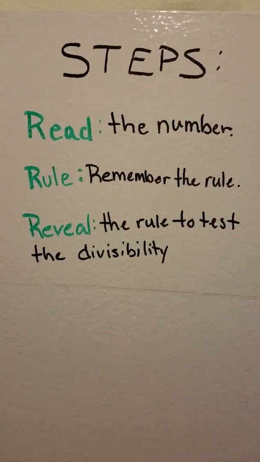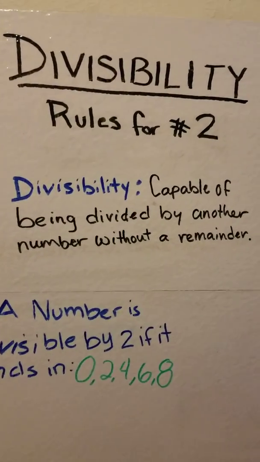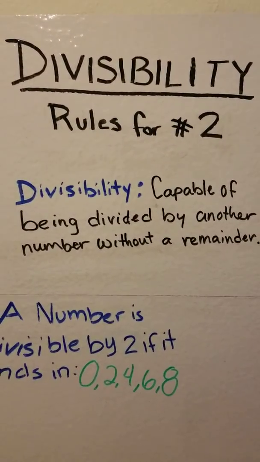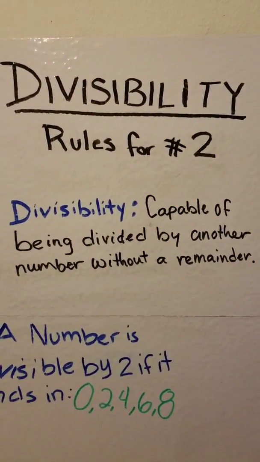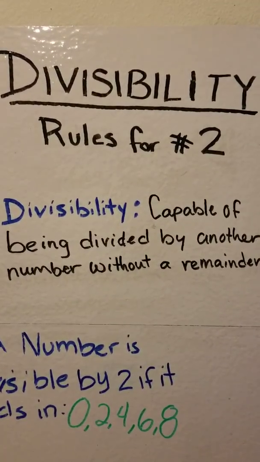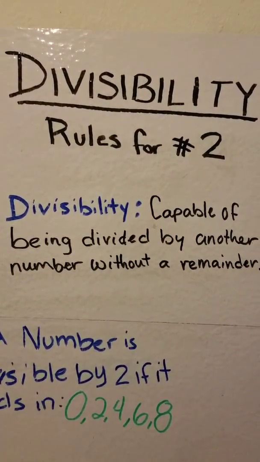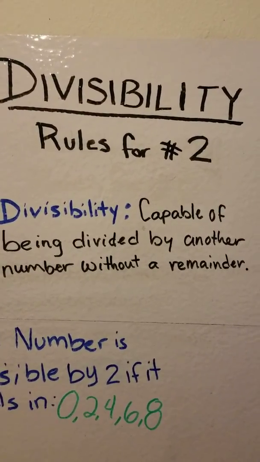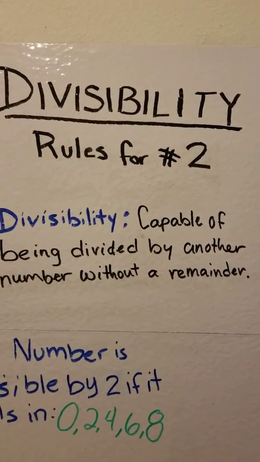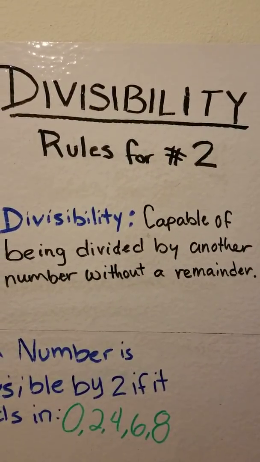So we're going to start off with a definition over here. The definition of divisibility is capable of being divided by another number without a remainder. I got this definition over at Google, so thank you, Google, for providing that. If you don't know what a remainder means, it means that once you have divided that number by, in this case, 2, you don't have anything left over.